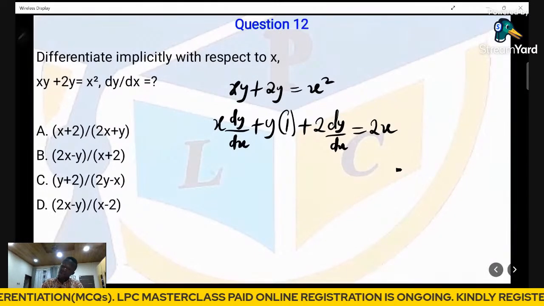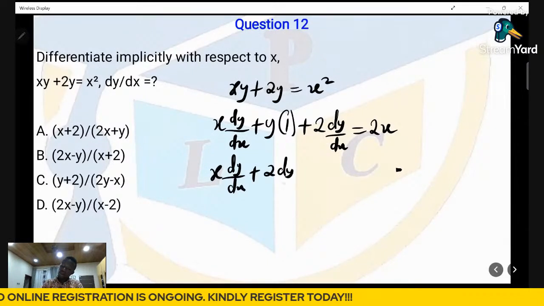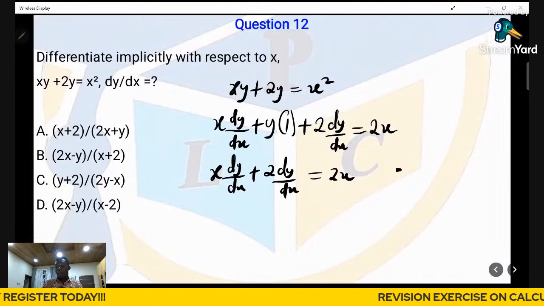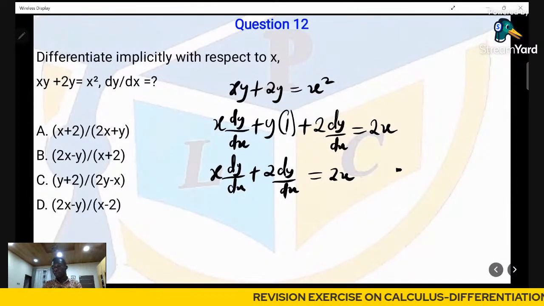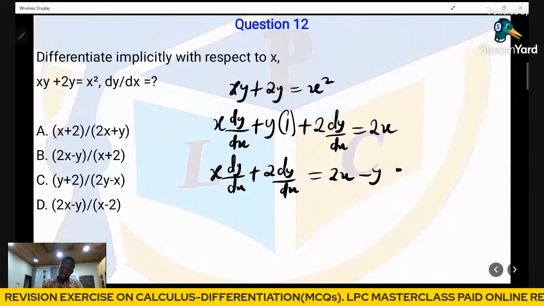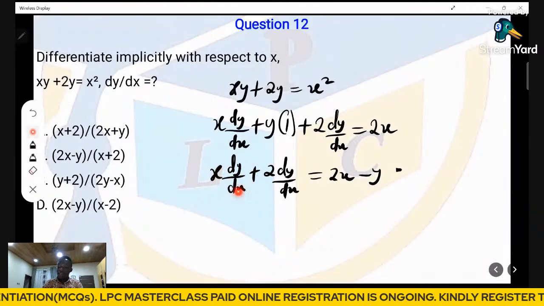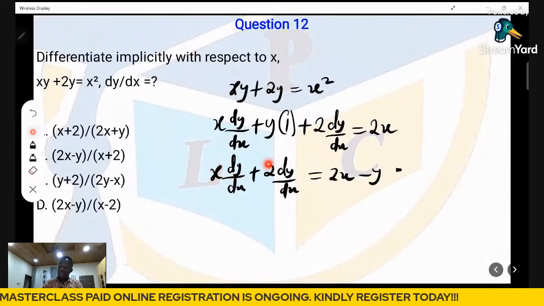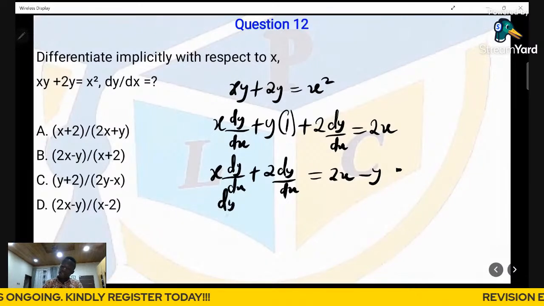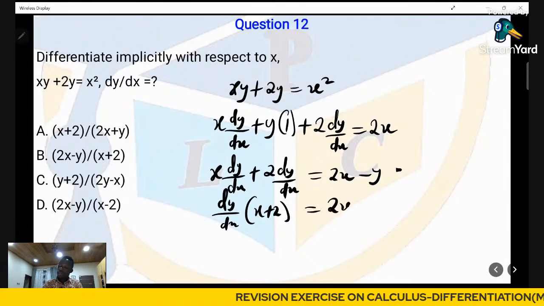So I will say that I have x dy over dx plus 2 dy over dx, and that should be equal to 2x. Remember, y multiplying 1 is the same thing as y, so minus y. Now I do what we call factorization in this approach. I'll factorize by bringing the dy over dx out and finding the bracket between the x and the 2. So I will say dy over dx into bracket x plus 2, and that should be equal to 2x minus y.